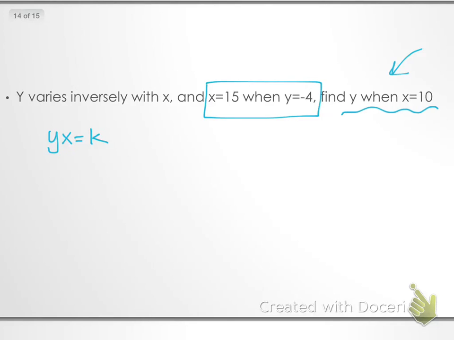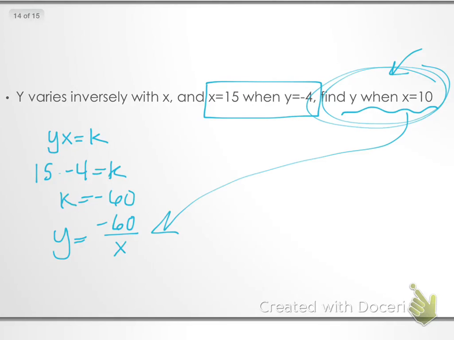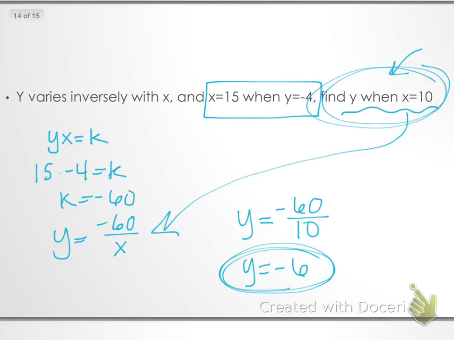So first off, let's plug in our given information. So 15 times negative 4 to find that constant. So 15 times negative 4, we got negative 60. We rewrite our equation, so y equals negative 60 over x. And now we put this in. We put our x in so that we can find out what our y is using that same constant. So y equals negative 60 divided by 10. So y represents negative 6. That follows suit with that same constant k.